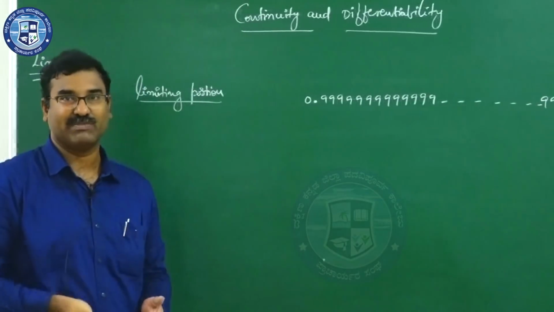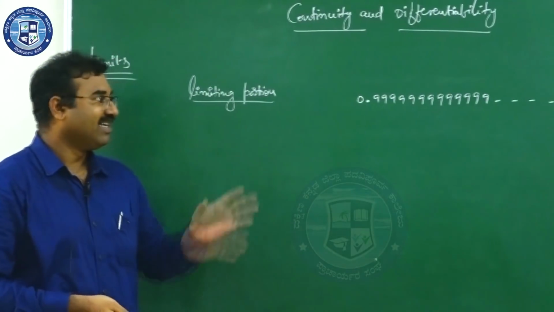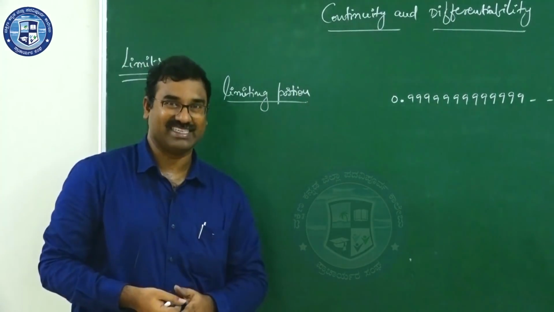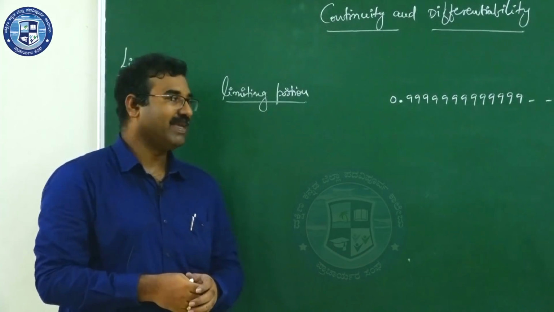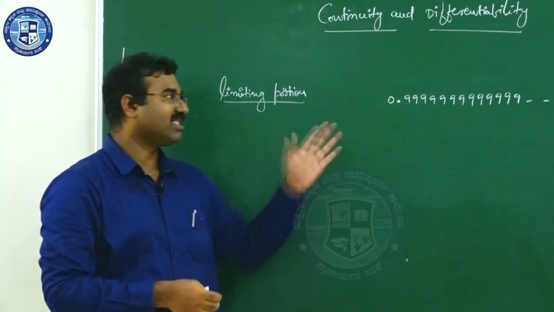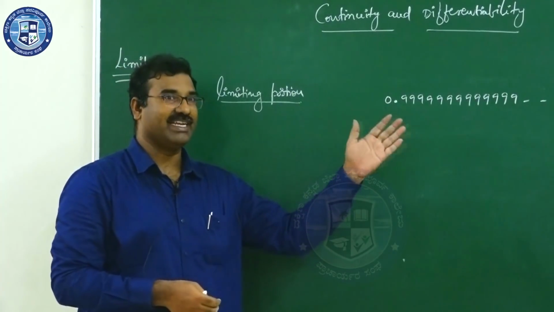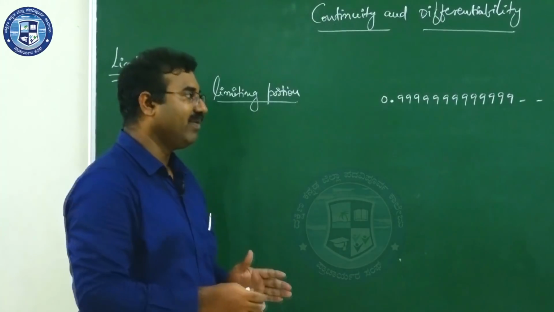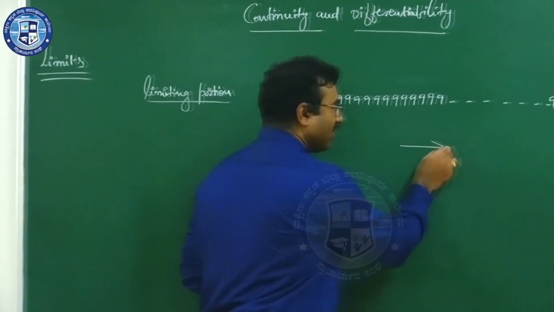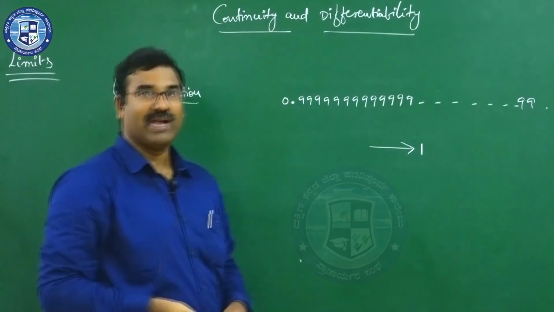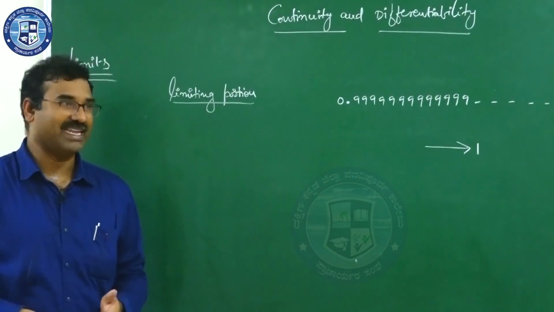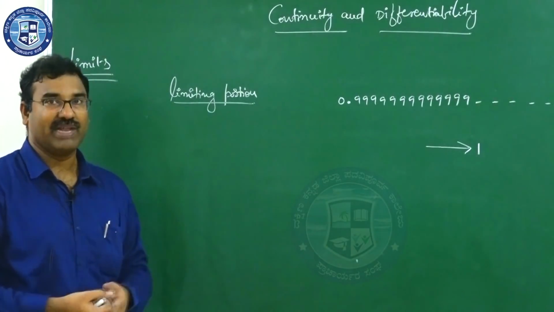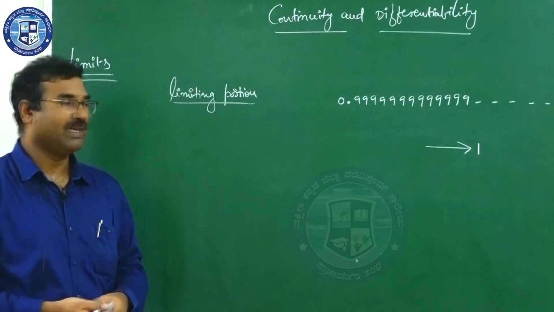How much close, we can't tell. But it is coming very close to 1. That means the limiting position of this process of writing 0.999 like that finally comes close to 1. So we write it as coming close to 1. How much close, we can't tell. This is one of the good examples to understand the limiting position.